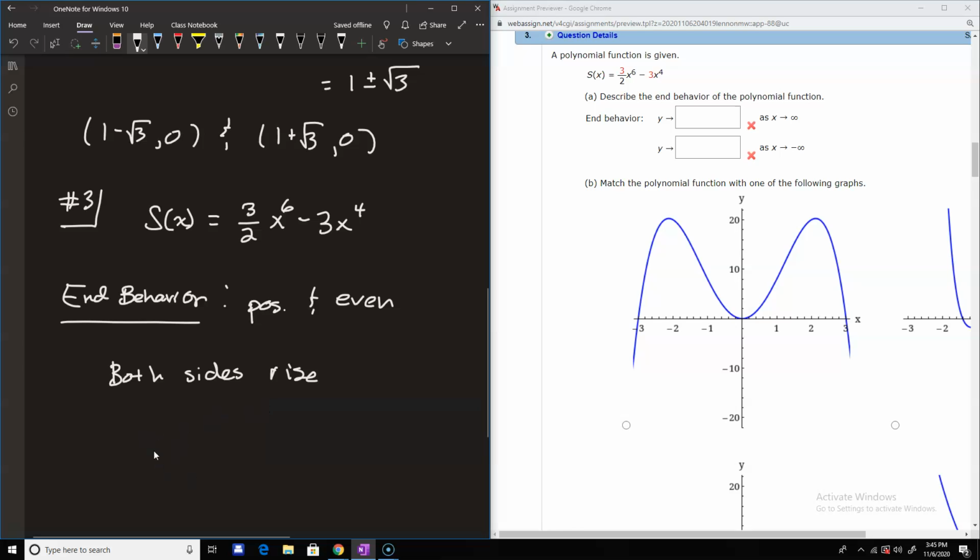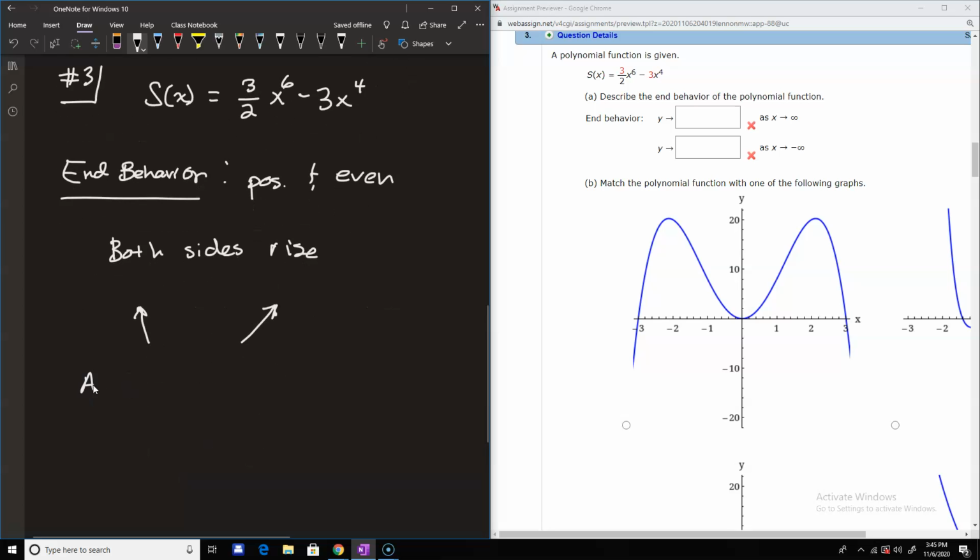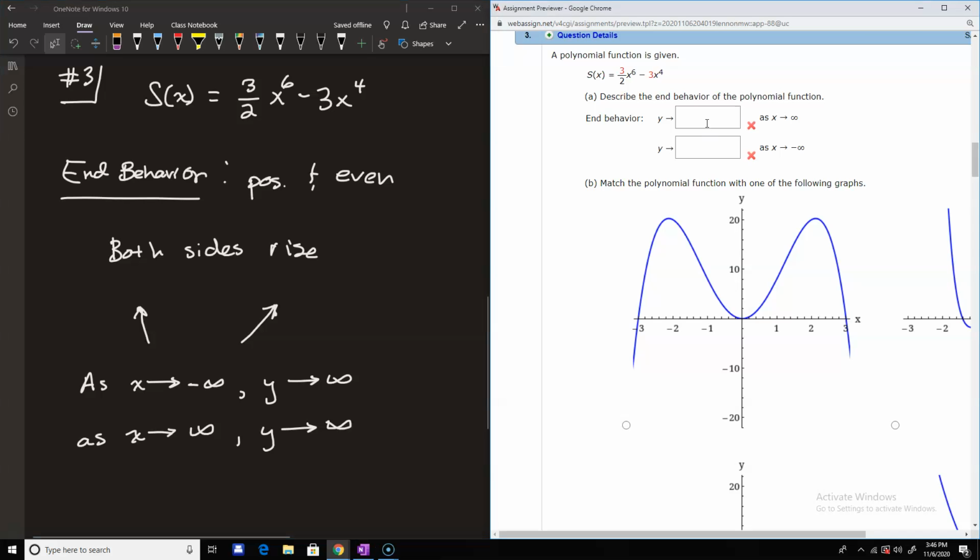which, if you want to think about it, the arrows, what are the arrows doing? They're going up somewhere like this. So that means as x goes to -infinity, y goes to infinity, and as x goes to infinity, y will also go to infinity, because if you're going up on both sides, that is the positive infinity direction. Down on both sides would be the negative infinity direction. So we just have to plug infinity in for each one of those.